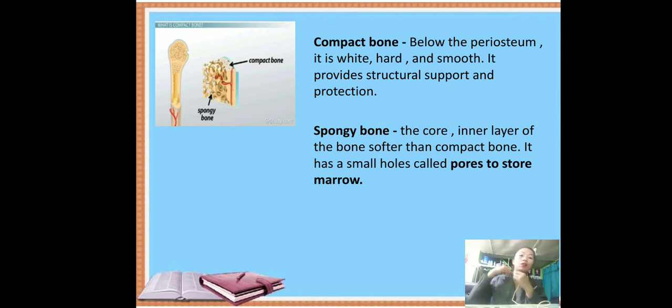Sige, proceed na lang. So, spongy bone, again, the core or inner layer of the bone, softer than compact bone. So, if ang compact bone, soft siya, so ang spongy bone, mas soft siya sa compact bone. So, mas humok ang spongy bone kaysa compact bone. So, it has small holes.